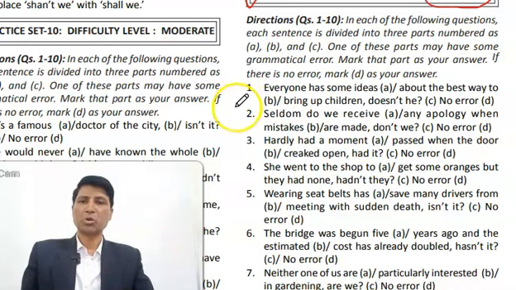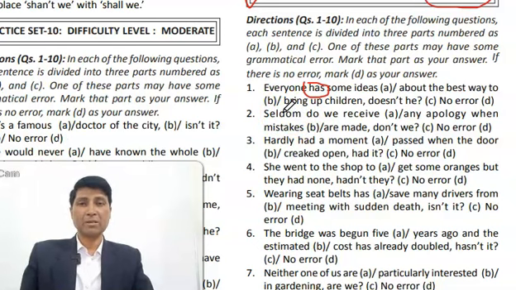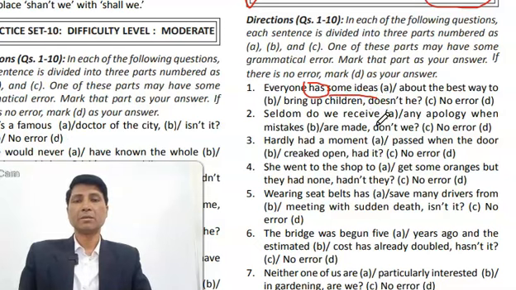So here we go. Question number 1. Everyone has some ideas about the best way to bring up children, doesn't he? So here the verb aspect of this statement is simple present. Do not get confused again that has is in present perfect tense. No, it is in the simple present tense, because present perfect is formed by using has have plus past participle form of the verb, and you can see here some ideas is a noun, so it is working as the object of the verb.